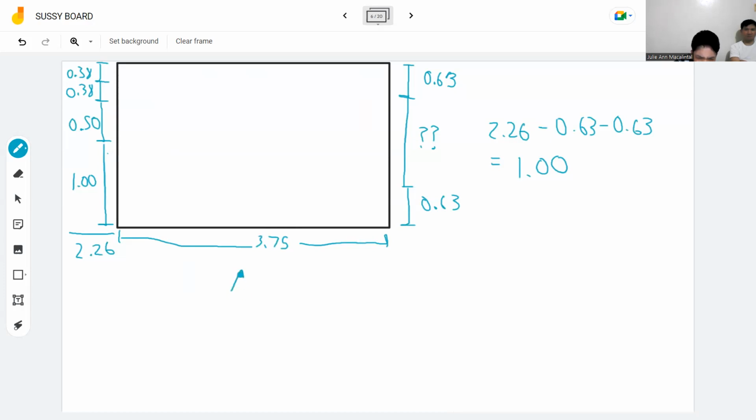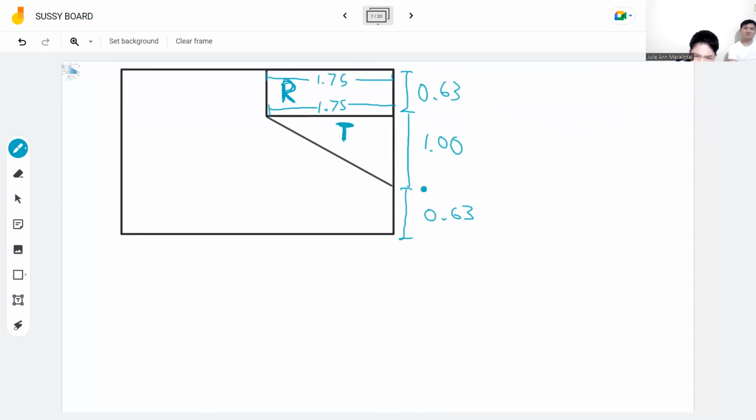So the area of this big rectangle is equal to 3.75 times 2.26, which is the combined heights, which is equal to 8.475 square inches. Whenever I refer to the new area now, it is equal to the old area, 8.475. Okay, so first the areas of the rectangle and of the triangle.